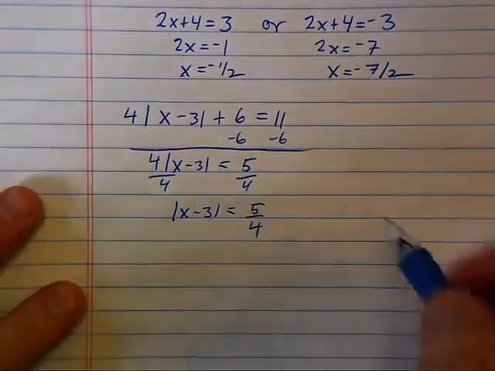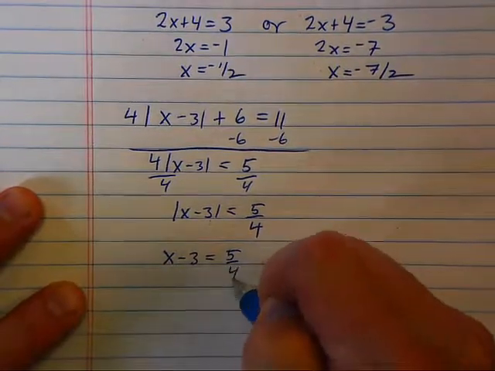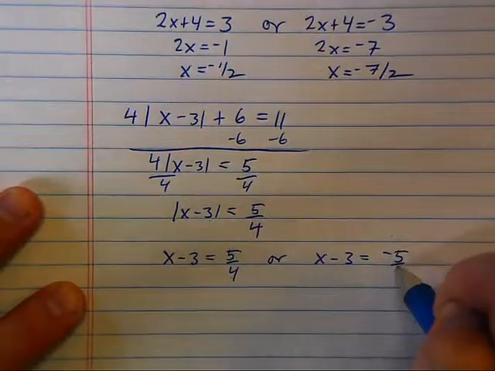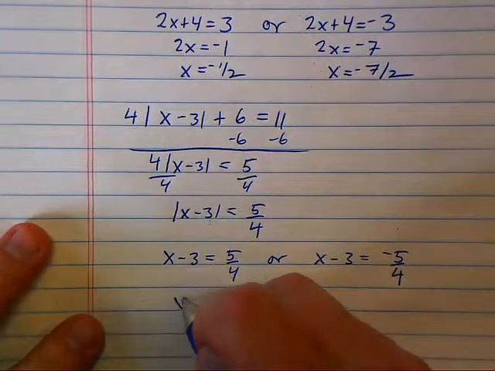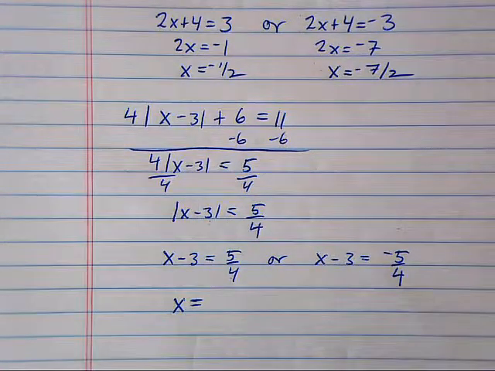We get rid of the absolute value symbols. X minus 3 equals 5/4, or x minus 3 is minus 5/4. And here's where the fractions are kind of a pain in the neck. Add 3 to both sides. X equals what's 3 plus 5/4? 17 over 4. How'd you get 17 over 4? I used my calculator. That's correct.